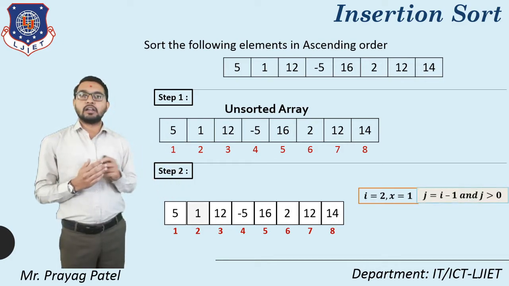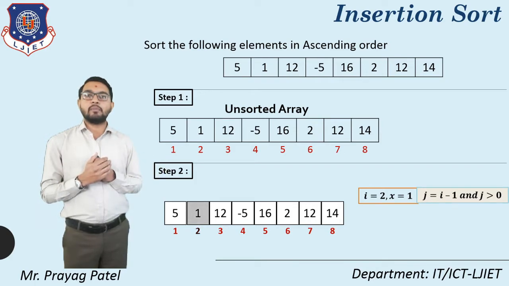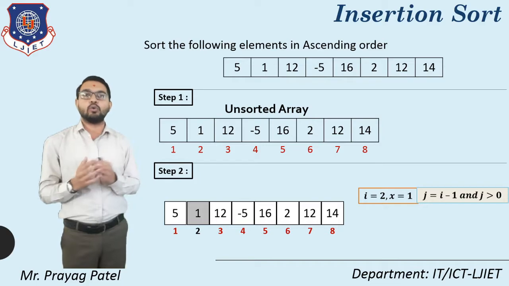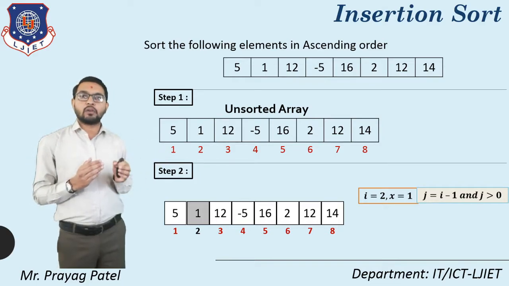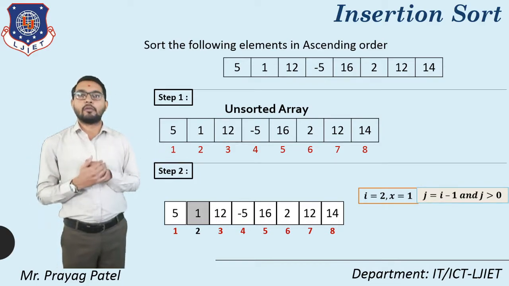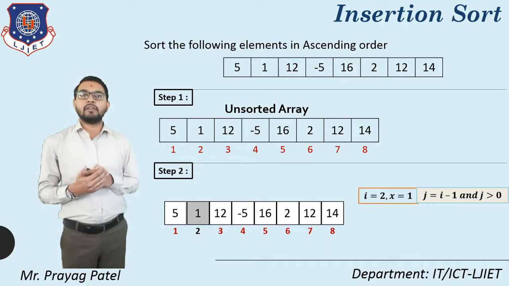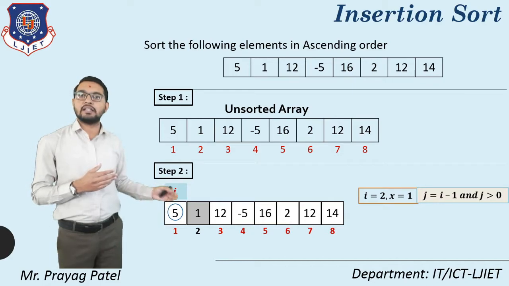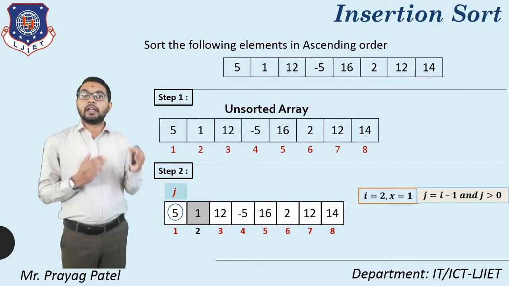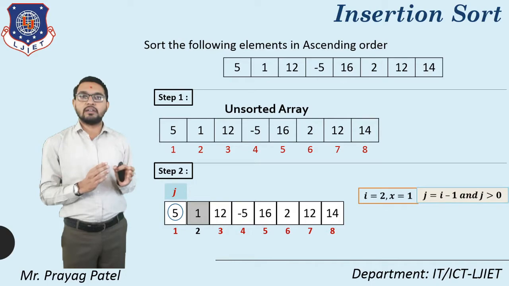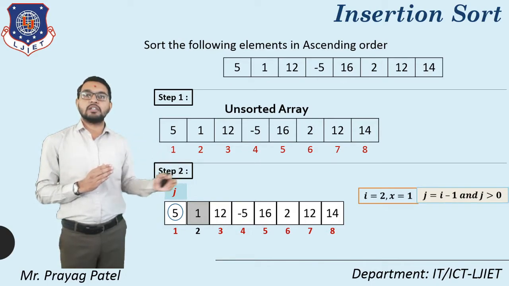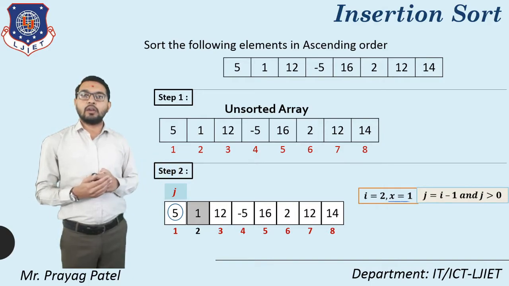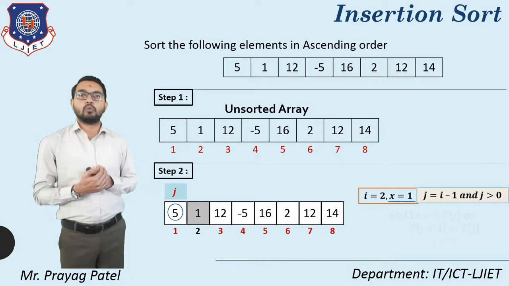Now consider the condition j equal to i minus 1 and j greater than 0. This is a condition for your algorithm. So the value of j is the previous value of i. So i equal to 2, then we can say that j equal to 1. So this location 1 is considered as j, and when these two conditions, j greater than 0 and the other, are satisfied, then you can apply this algorithm. So consider this value, and now x equal to 1.